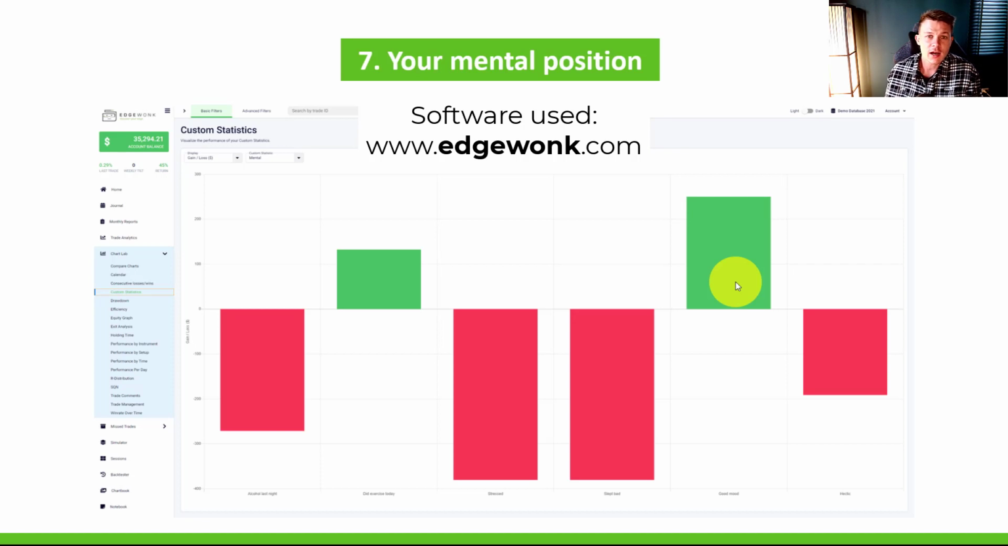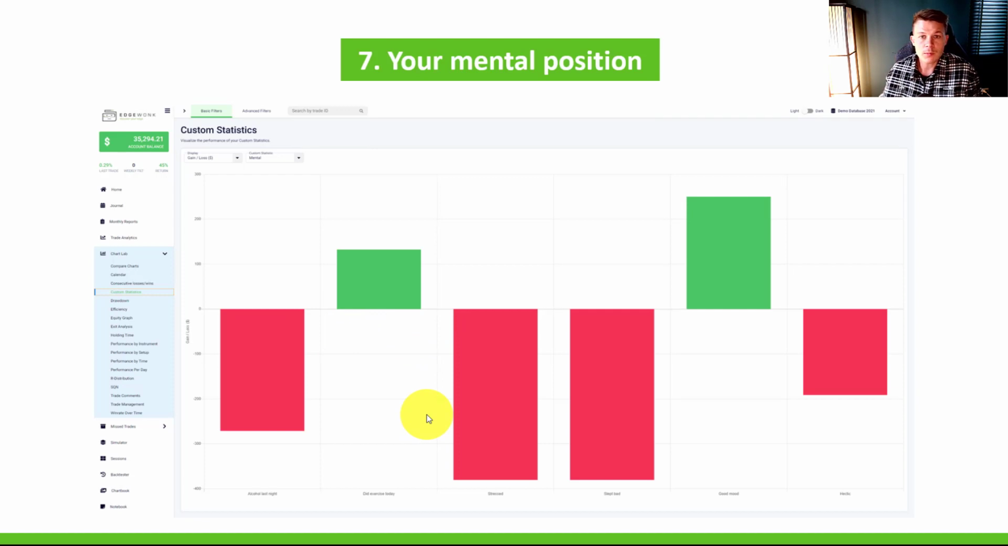Trading is a very, very high performance activity, and you need to make sure that you're taking care of yourself and that you only trade when you really feel ready. So this is a very interesting way of finding out how is this correlating between your mental situation, your mood, your stress level, and your trading performance.